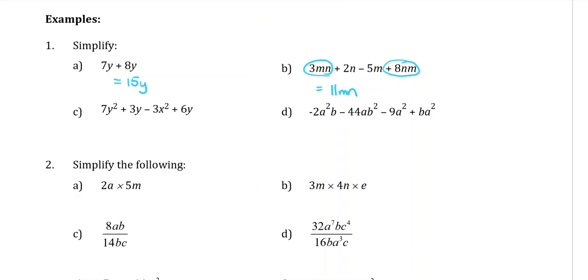The plus 2n and the minus 5m are not like terms, so they cannot be collected together. We're just going to write those down at the end. Okay, moving on to the next one.